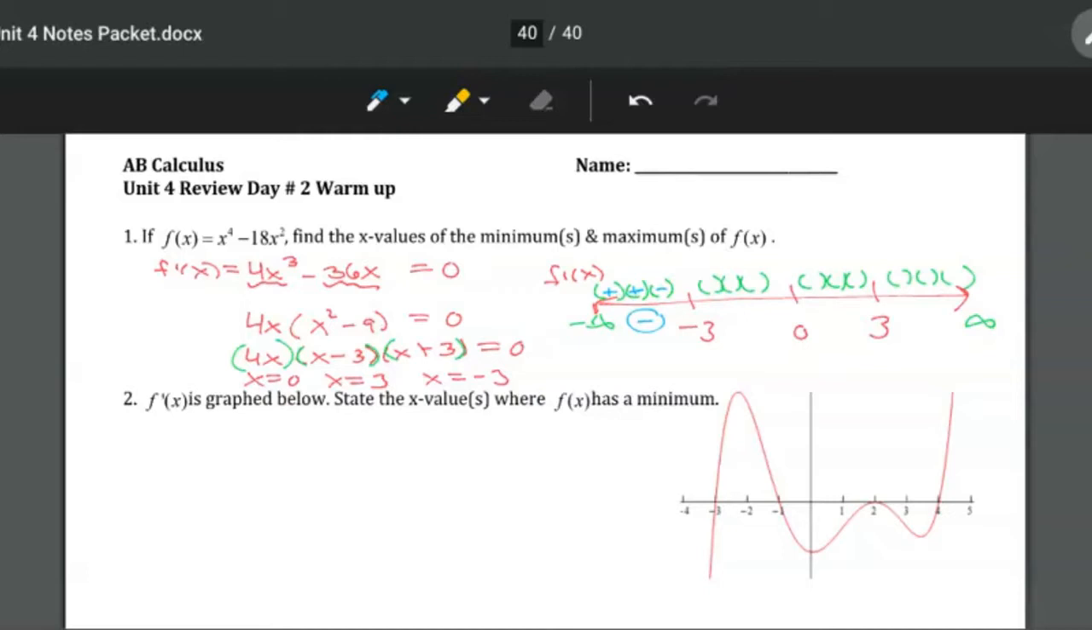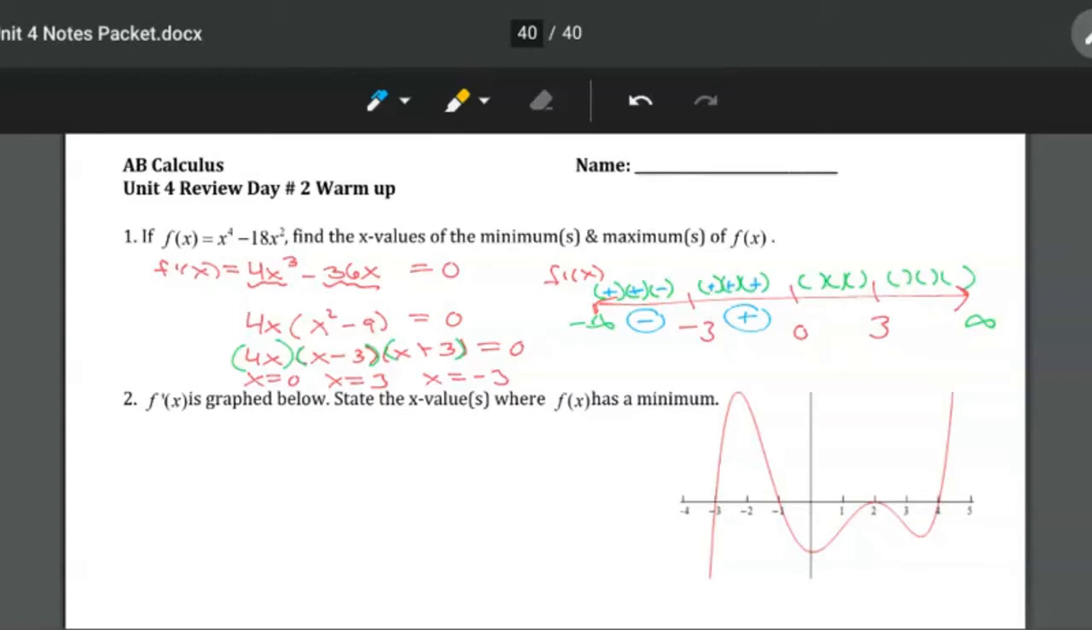On our next interval, negative 3 to 0, an easy number to plug in would be negative 1. If we plug negative 1 into our first parenthesis, 4 times negative 1 is a negative number. Negative 1 minus 3 is a negative number. Negative 1 plus 3 is a positive number. All right, negative times a negative turns positive. So overall that would be a positive interval.